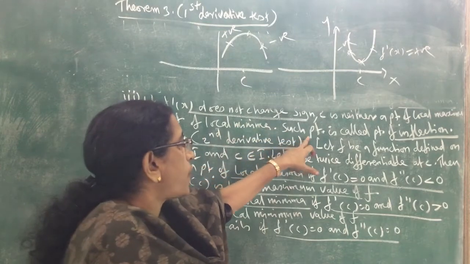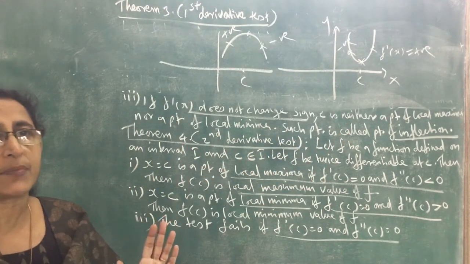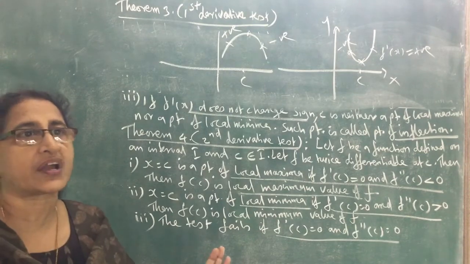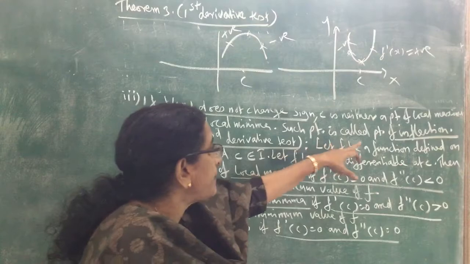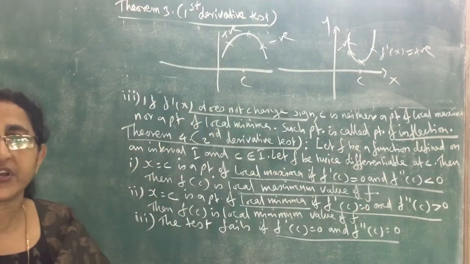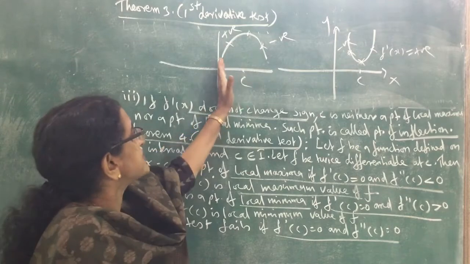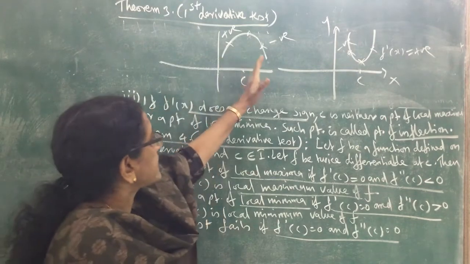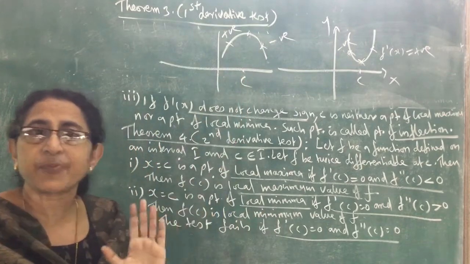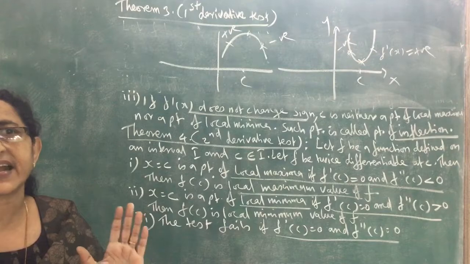Such a point is called a point of inflection. If C is not a point of local maxima and C is not a point of local minima, then that point C is called a point of inflection. So when x is less than C, f dash x is positive, suppose. Then when x is greater than C, f dash x is also positive. So in both cases, f dash x has the positive sign.